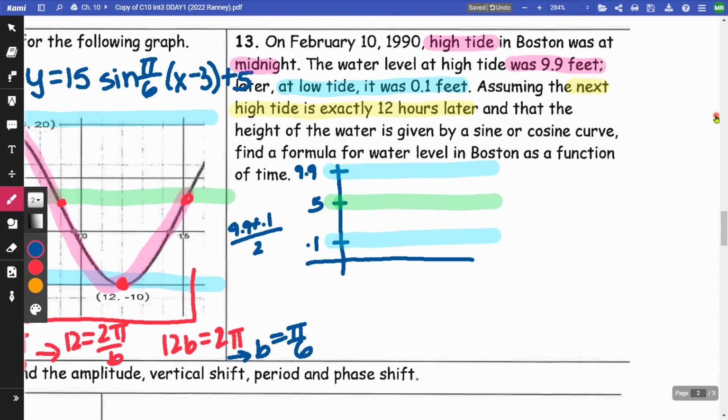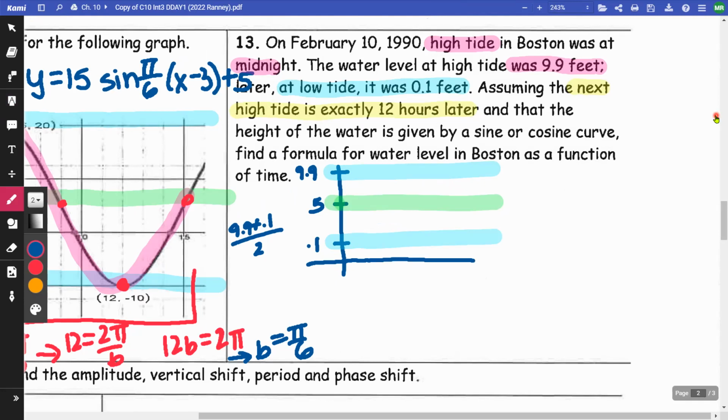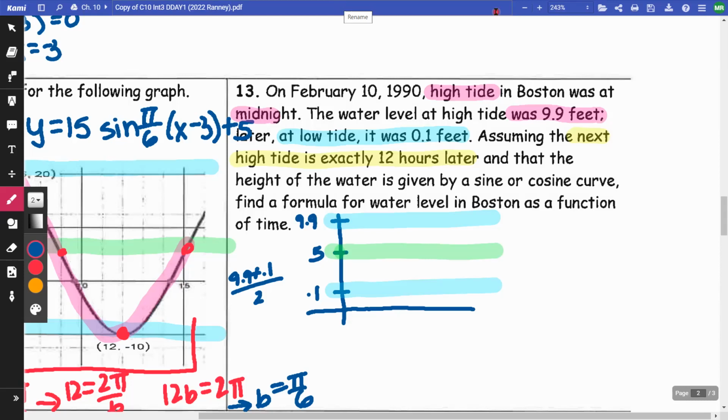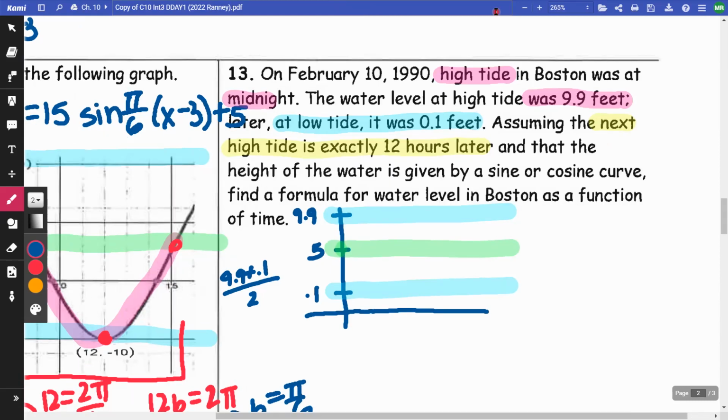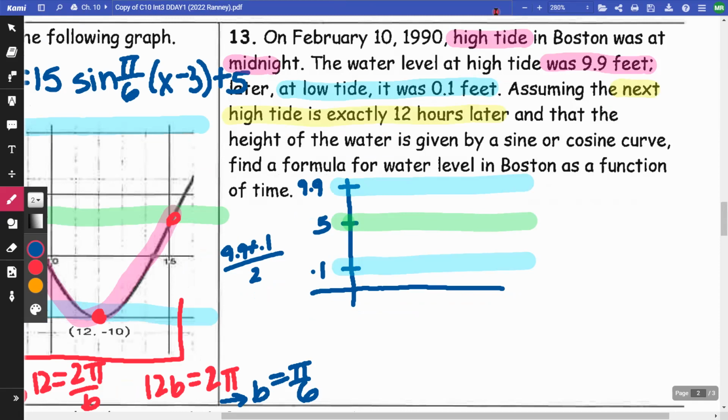Now, we know that the high tide is at 9.9. That's at midnight. Okay. Let me just mark that. So for this, we know that midnight is our high tide. And then exactly 12 hours later is our next high tide. What I'm going to do is have midnight be the start of my graph, okay? And so I'm going to have this be midnight. And then 12 hours later, it will be my next high tide.